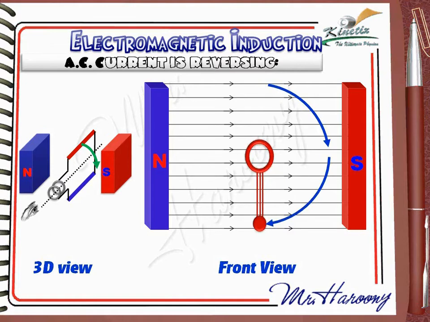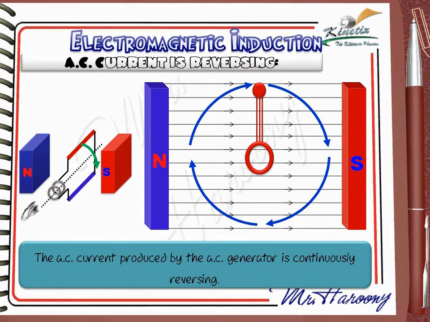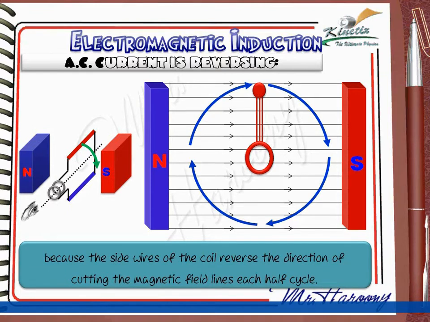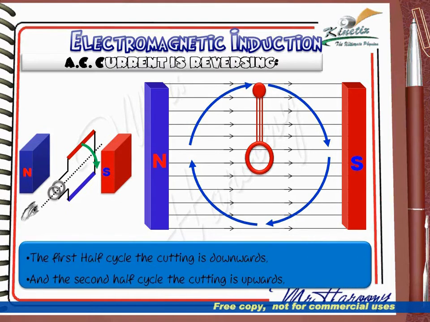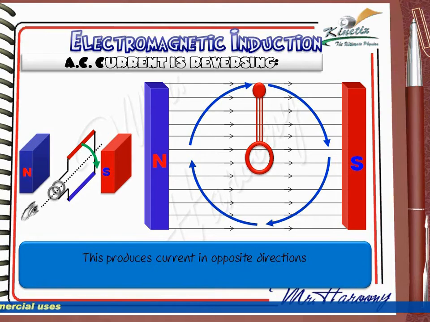In the second half of the cycle, the same side wire cuts the magnetic field lines in an upward direction, and this will produce an induced current in the opposite direction to that current produced in the first half cycle. This can be summarized as: the AC current produced by the AC generator is continuously reversing, because the side wires of the coil reverse the direction of cutting of magnetic field lines each half cycle. In the first half cycle the cutting is downwards, and in the second half cycle the cutting is upwards. This produces the current in opposite directions.